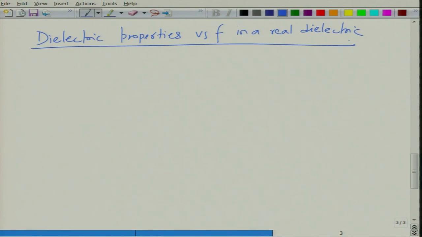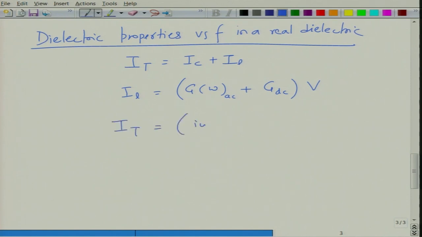For a real dielectric, we said that IT is equal to IC plus IL, and what this means is that your I loss is now equal to the sum of G omega AC and G DC. So this is the frequency dependent contribution and this is the frequency independent contribution. This is conductance, which is the inverse of resistance. So the total current will be I equals omega C plus G omega AC plus G DC, multiplied by V. This is what we said last time.